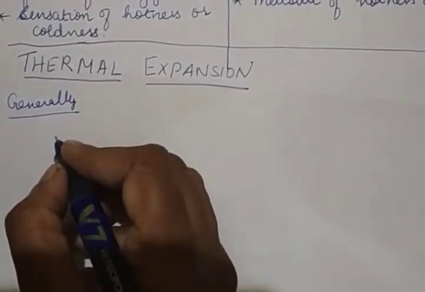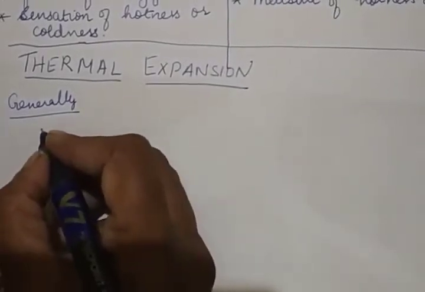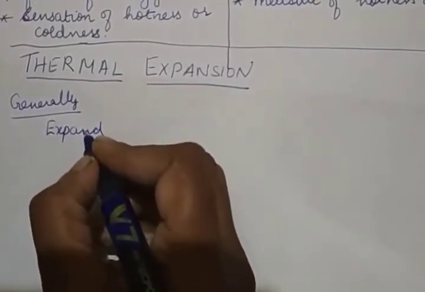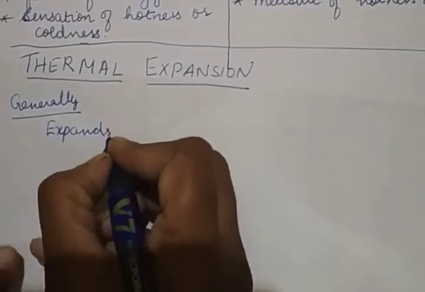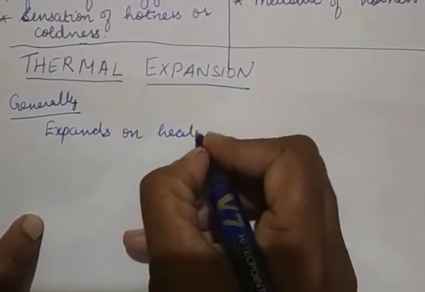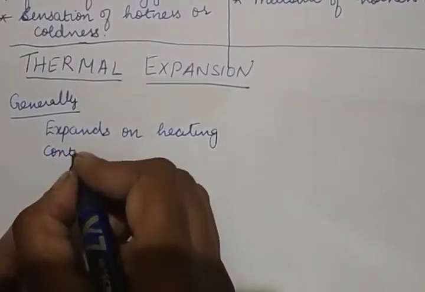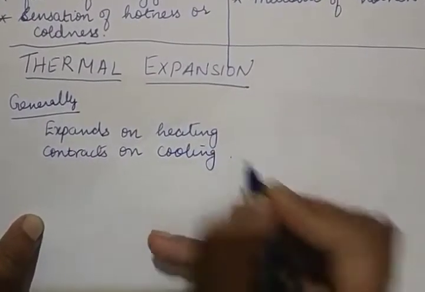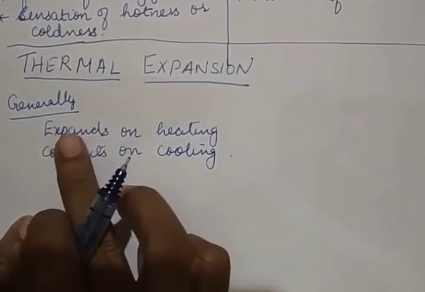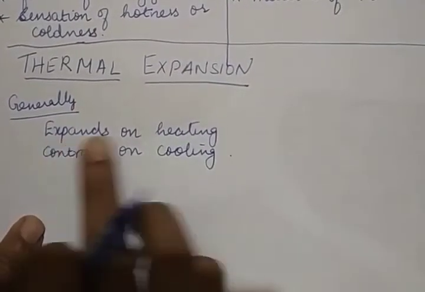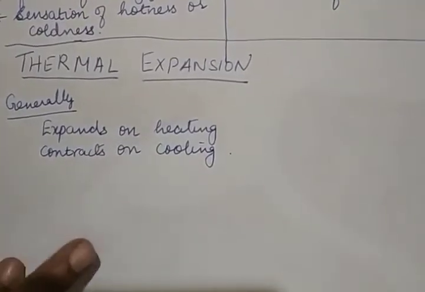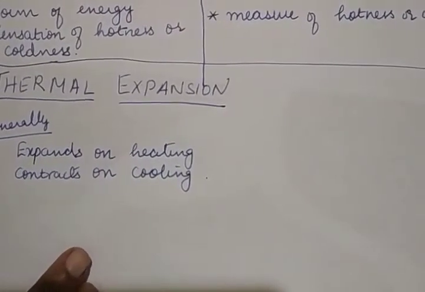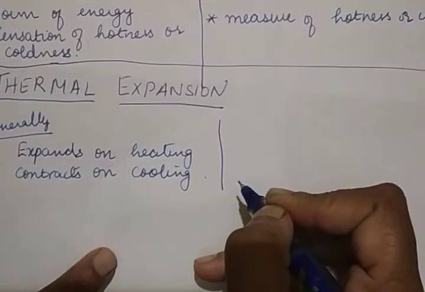Any matter expands on heating and contracts on cooling. This is the normal behavior. Generally, if you heat any substance, it expands on heating and contracts on cooling. Now, in this chapter, in this unit, we are going to see some unusual behavior of some substances.